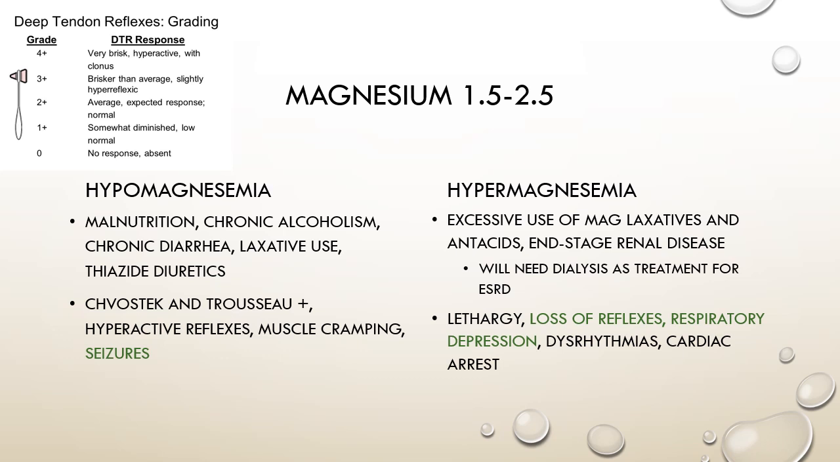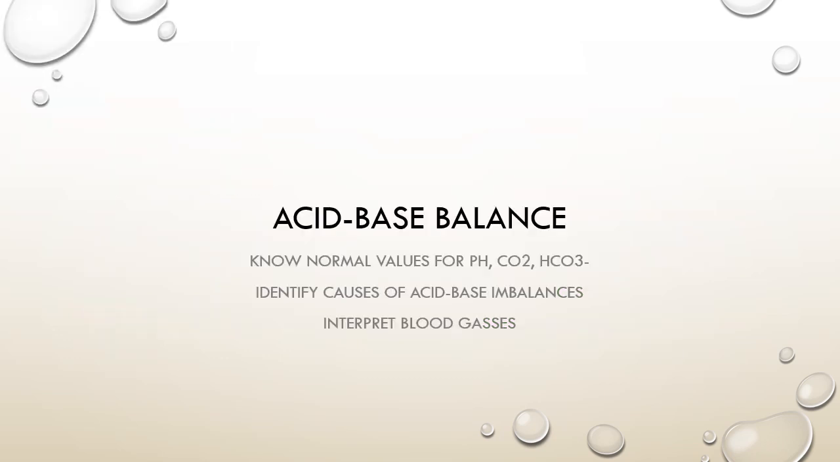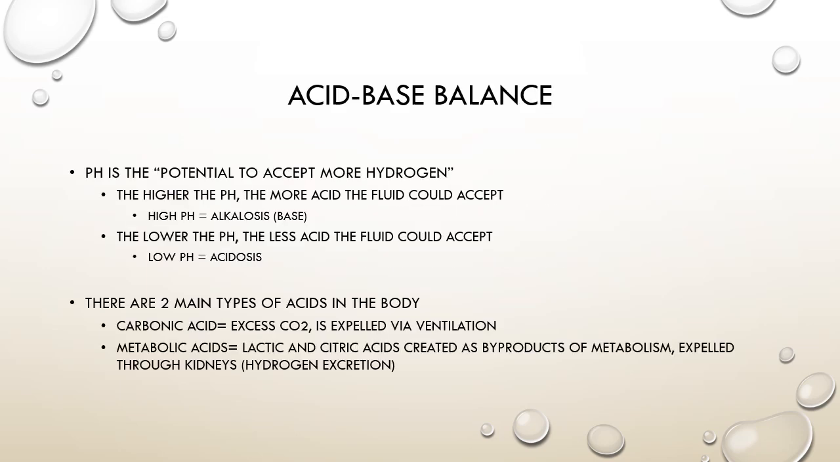So moving on to acid-base balance, I think it's really important that you understand all of the parts of reading a blood gas, but we're going to start really simple. So let's talk about pH for just a second. pH is the potential for hydrogen, or the potential to accept more hydrogen. The higher the pH, the more acid the fluid could accept.